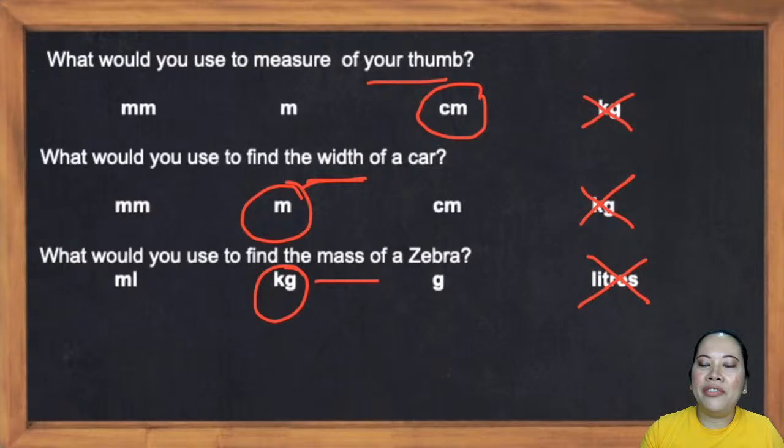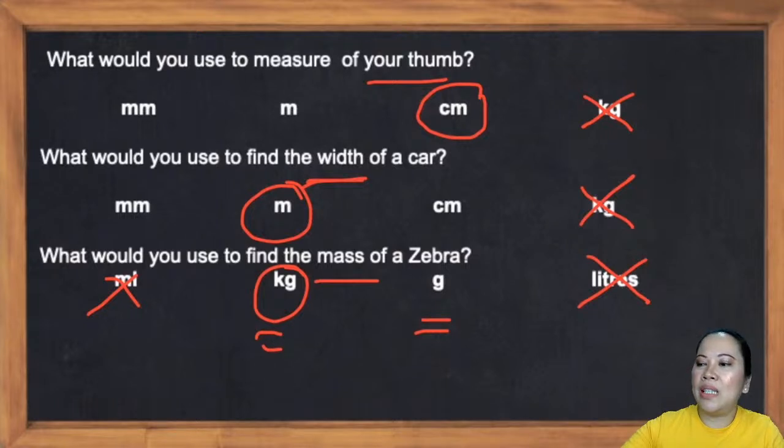Hi, good evening. As I have mentioned a while ago, ML is a part as well. Yes, you can measure the mass in both kilogram and gram. However, logically, kilogram is the closest estimate, or the better option, to use to measure the mass of a zebra.